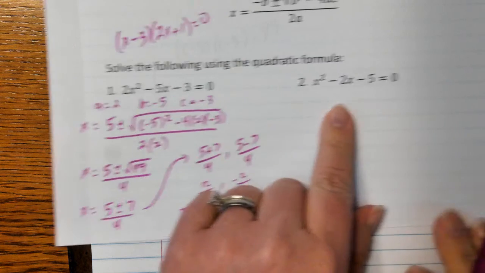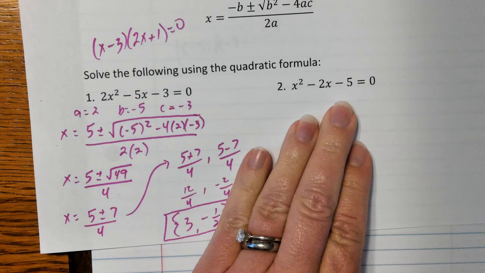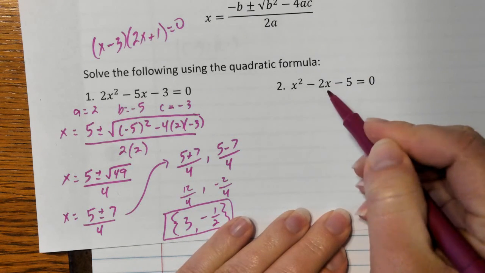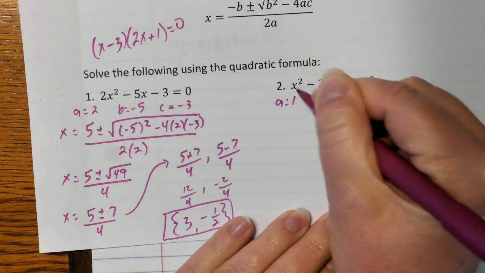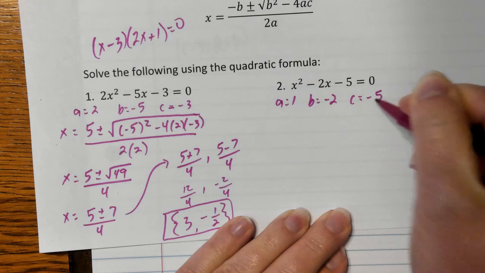Sometimes they don't factor. For instance, this one won't factor. So I don't have that option of using factoring. I have to use the quadratic formula. Okay? All right, so let's try another one. Again, quadratic equation here. Our A value is 1. Our B value is negative 2. And our C value is negative 5.